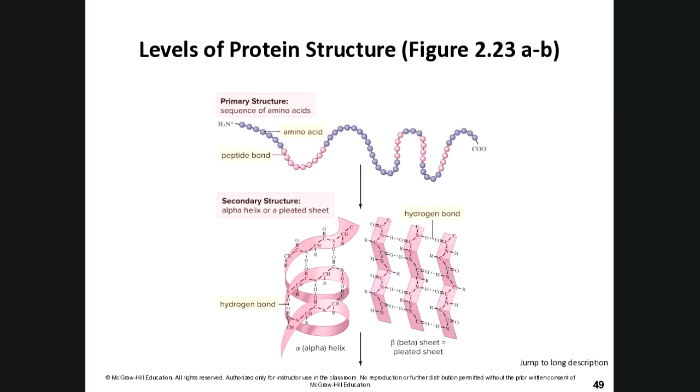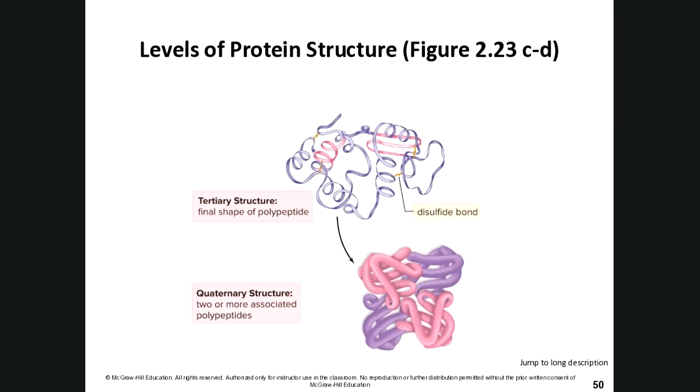The tertiary structure is when all of those beta sheets and those alpha helices form and bond together. And then what helps to stabilize it are these sulfur to sulfur bonds that we call disulfide bonds. If we take all of these tertiary structures, or at least two of those tertiary structures, and we form them together, then we have a quaternary structure.